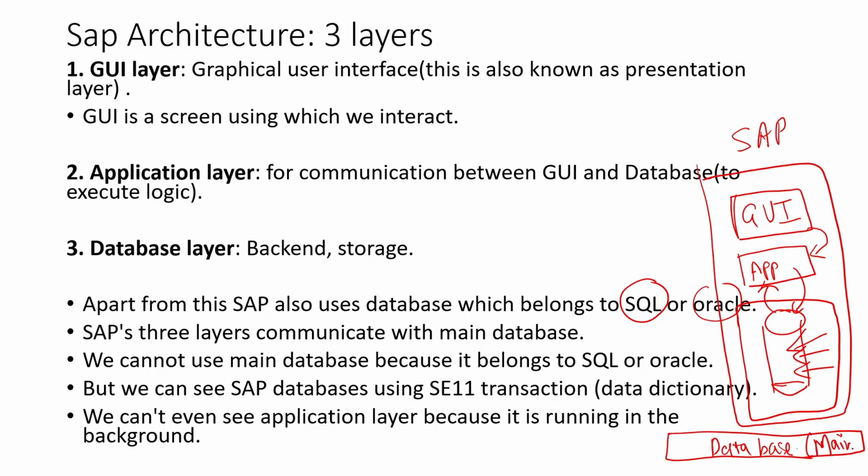Whatever this entire system is doing, the data of this entire system will be stored into the main database. Whatever we are doing in SAP will be stored into the SAP database, and whatever we are doing in the entire system will be stored into the main database. This is how it is divided. We cannot see this main database, because it belongs to another software or another company, which is Oracle, or SQL. So this you need to remember.